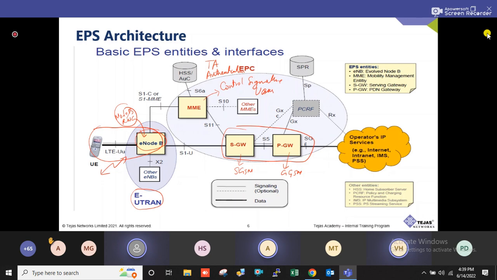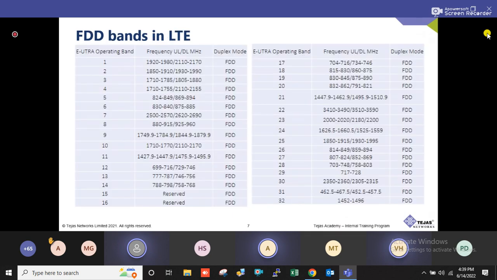So let me move to the first one, which is about frequency. This is one of the things we can say is not a limitation, but a shortcoming of LTE, because in LTE the frequency, or what we call spectrum, is not harmonized. What do we mean by not harmonized? That means each country has an entitlement to use their own frequencies.